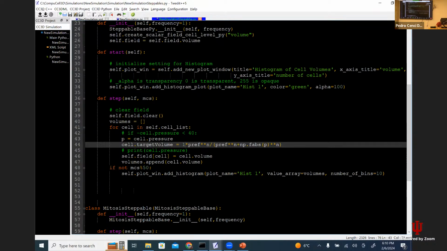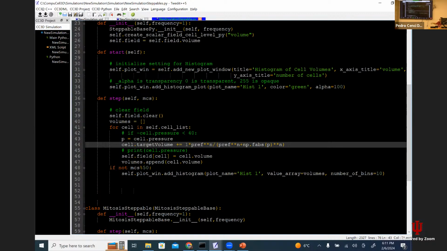Wait, it should be cell.target_volume plus equals. I think that's the error. Can I copy that? Pref to the power of n divided by pref to the power of n plus np.fabs. I don't know what any of this means. What is fabs? Is it the nickname of someone? Fabs is float absolute value. Okay, so because pressure can be negative, and if pressure is negative and our exponent n is odd, it yields a negative number.